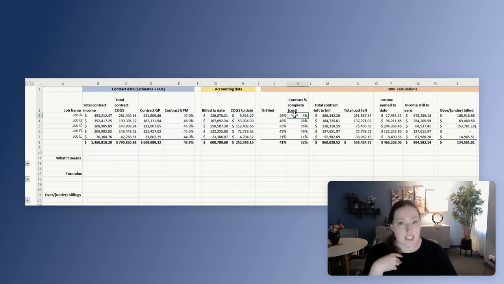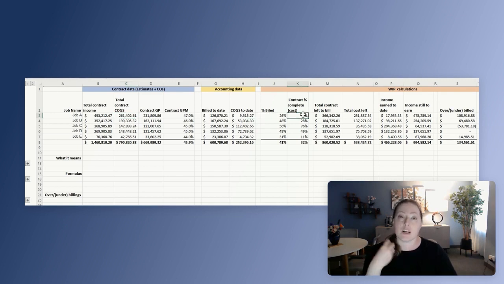That will give you 4%, meaning that 4% of cost has come through for that particular job. And that also means that 4% of the contract has been completed. So for the contract completed, we are anchoring that to cost. When we get to 100% of the cost, to that $261,000, we have completed 100% of the actual contract.